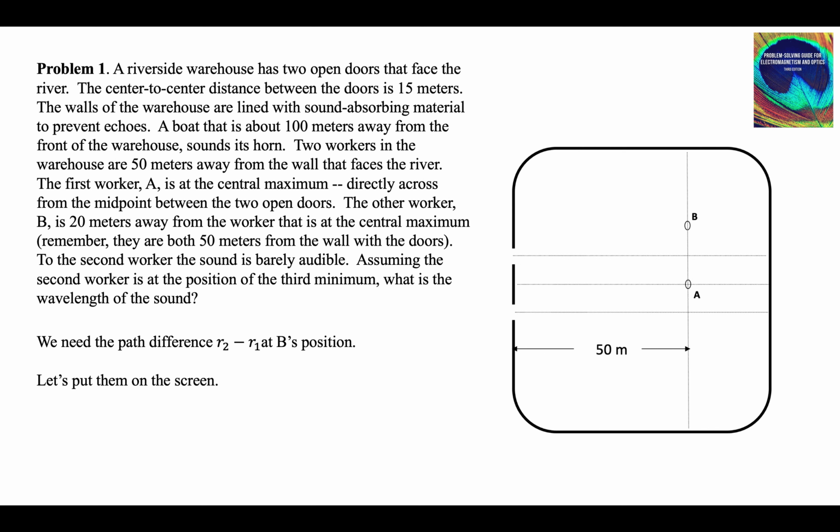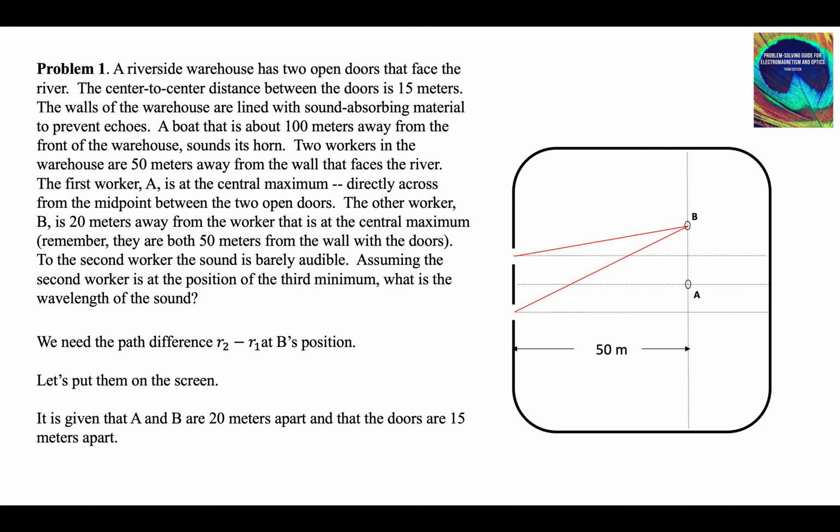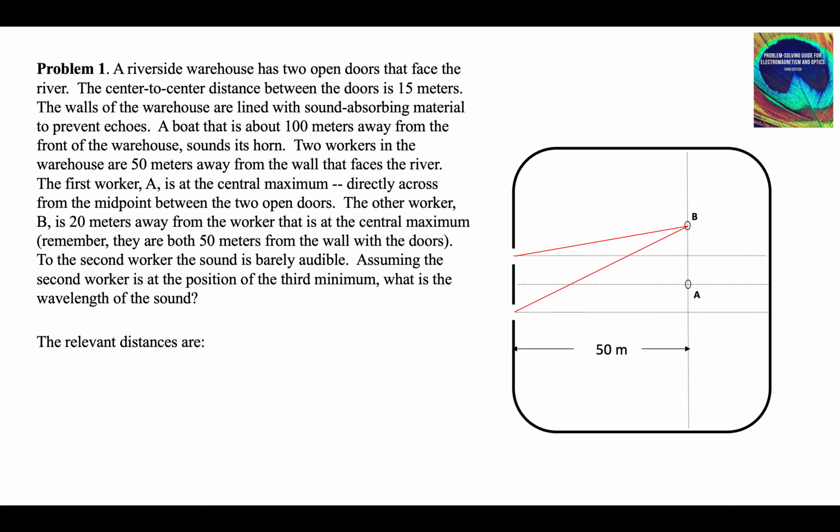Let's put those paths on the screen. There's the sound from one door to B, and there's the sound from the other. Remember, the sound hits the front of the warehouse in phase. Now the sound's going to be shifted because of the path difference, and B's at the position of the 3rd minimum. It's given that the doors are 15 meters apart, and A and B are 20 meters apart. So we have the relevant distances that we need. We can calculate them.